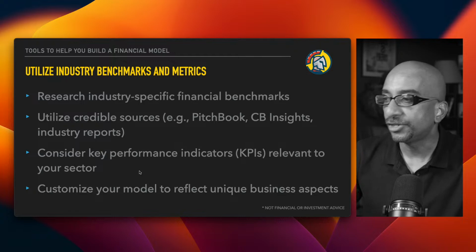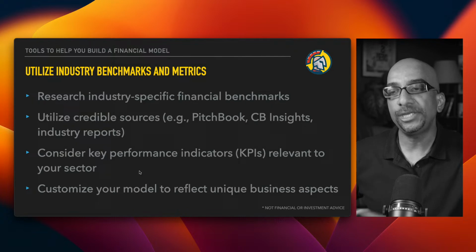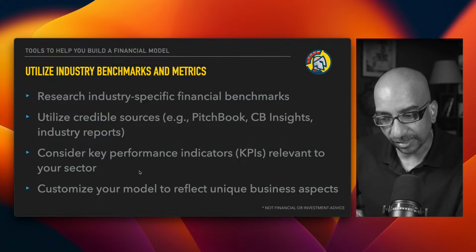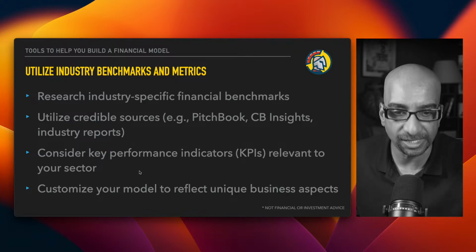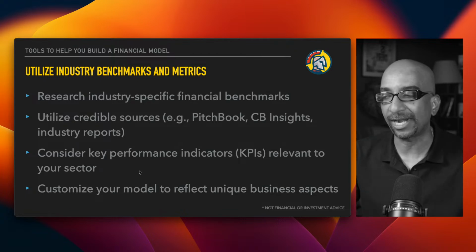Customize your model to reflect unique business aspects. So if you're taking a model from somewhere, customize it to your startup, to your idea, to your industry, to your target audience, and your unique business aspects, right? So don't just copy and paste. That's what I'm saying.